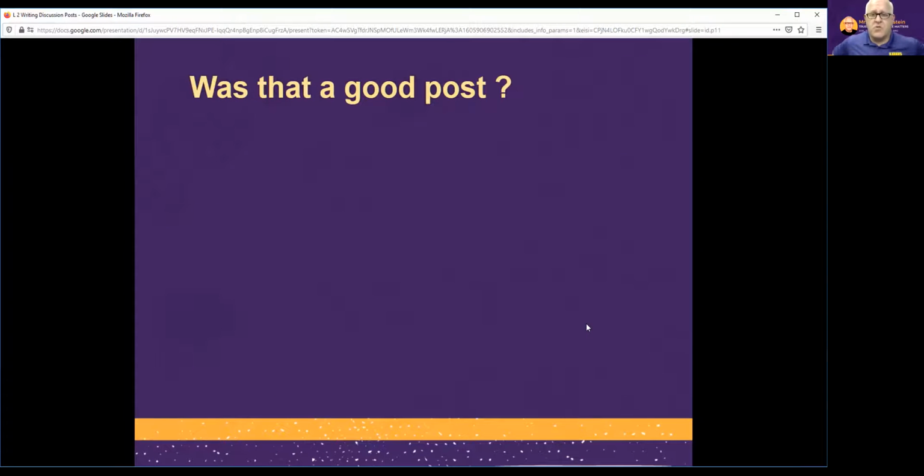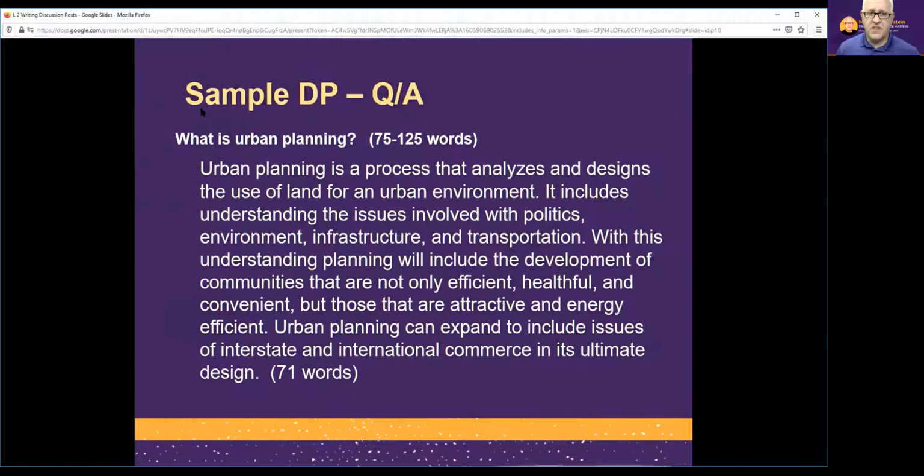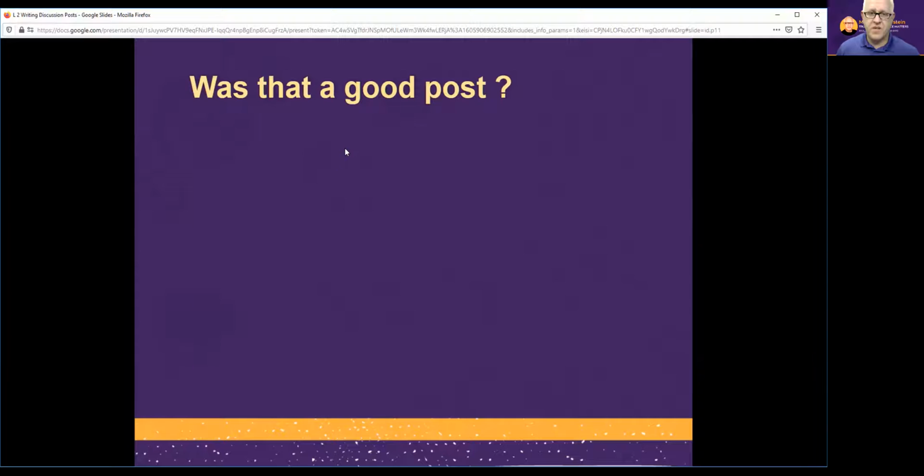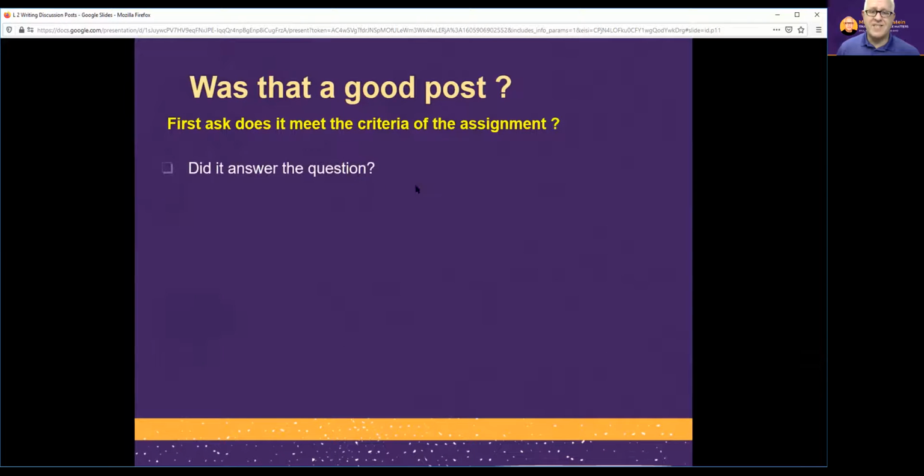So, was that a good post? Let's analyze what the post is. You first want to ask yourself, before you submit your post, does it meet the criteria of the assignment? I'm going to jump back here for a second. This asked, what is urban planning? So, does it meet the criteria of the assignment? Did it answer the question? This particular post, yes, the response clearly answered the question.